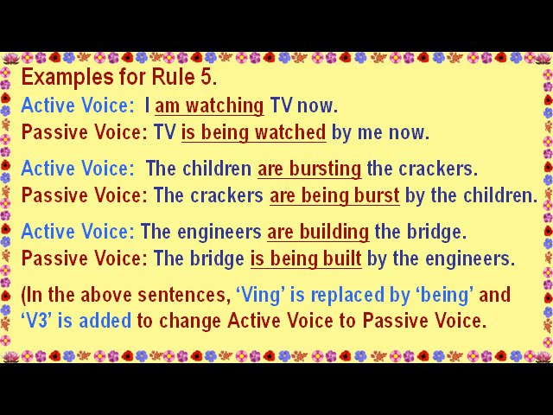Active voice: The children are bursting the crackers. Passive voice: The crackers are being burst by the children. Active voice: The engineers are building the bridge. Passive voice: The bridge is being built by the engineers. In the above sentences, ing form of the verb is replaced by being and V3 is added to change active voice to passive voice.